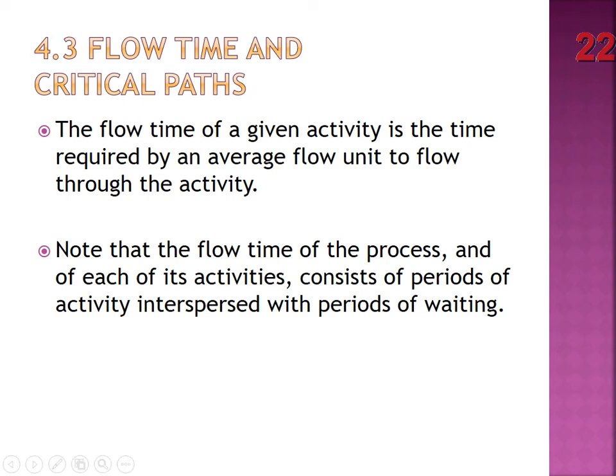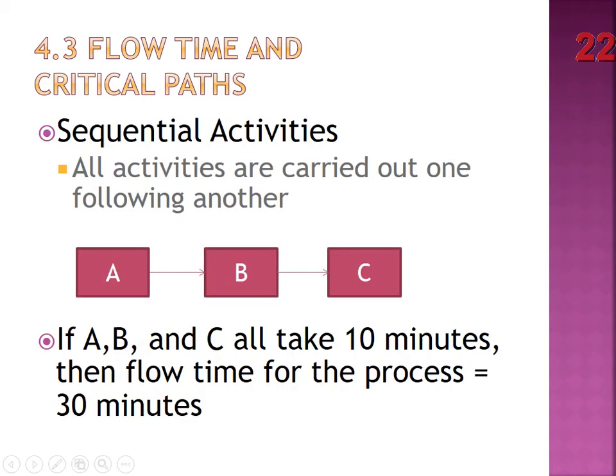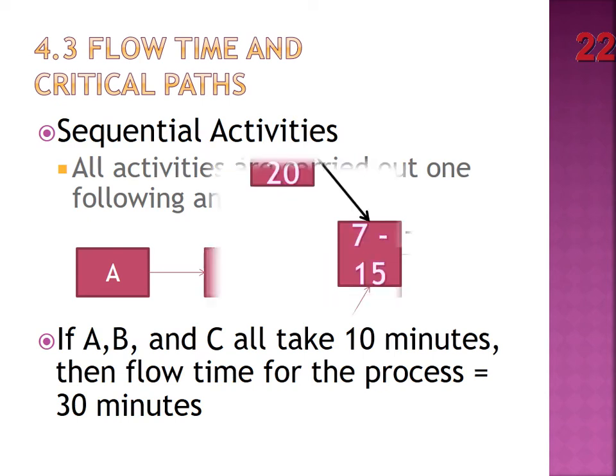All right, so let's look at a simple example, right? A, B, and C is a sequential process, right? Every unit that enters the process goes through every single step, right? So if each step takes 10 minutes, then the flow unit time from the time it enters the process until it exits is going to be 30 minutes, right? Pretty easy to calculate, right?